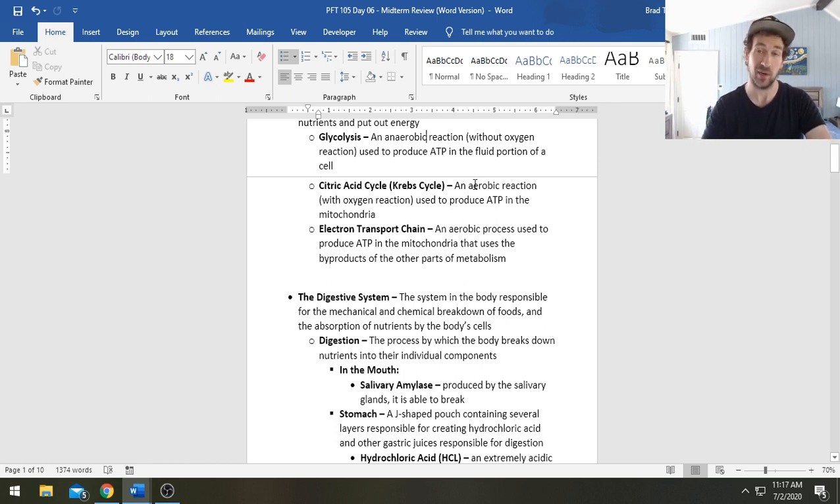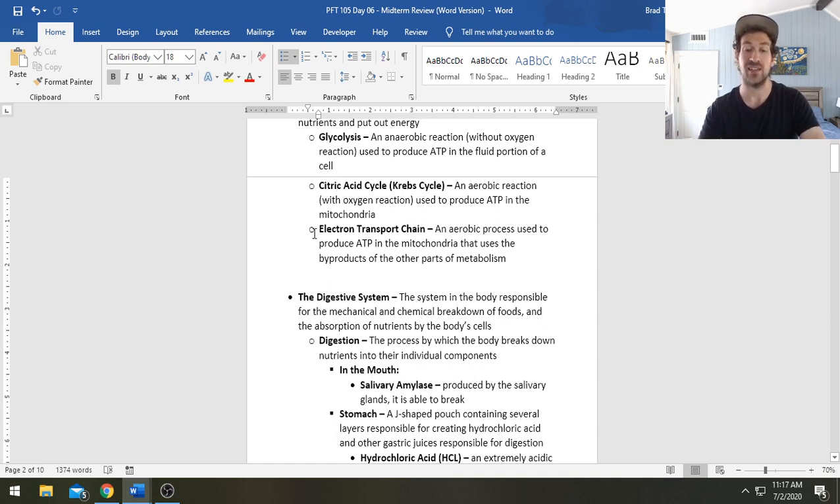And that's an aerobic process. This is where your body starts actually bringing in oxygen molecules to produce ATP. So it's an aerobic reaction, with oxygen, used to produce ATP. And this takes place in our mitochondria. It uses the byproducts of glycolysis and some B vitamins, which we're going to refer to as coenzymes. B vitamins act as those enzymes to kick off the Krebs cycle effectively to produce ATP. And then you're left with some more byproducts, which are called NAD and FAD.